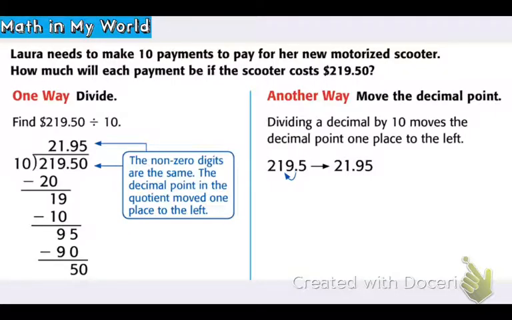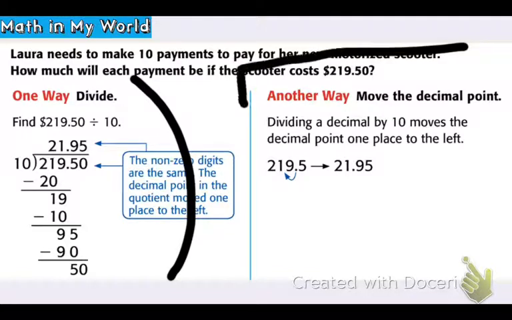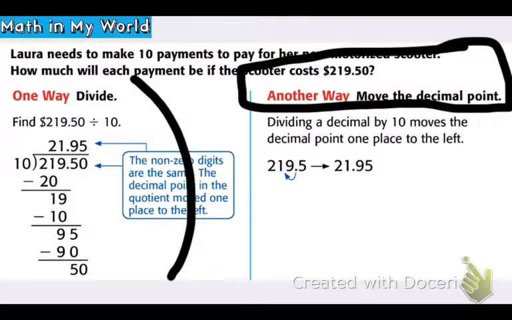All right, math in my world. Laura needs to make 10 payments to pay for her new motorized scooter. How much will each payment be if the scooter costs $219.50? Well, we can go ahead and divide like you've learned in the last lessons, right? You set up that decimal and divide. Or we can learn what we're doing today another way, which is move the decimal point, be able to solve in our mind.